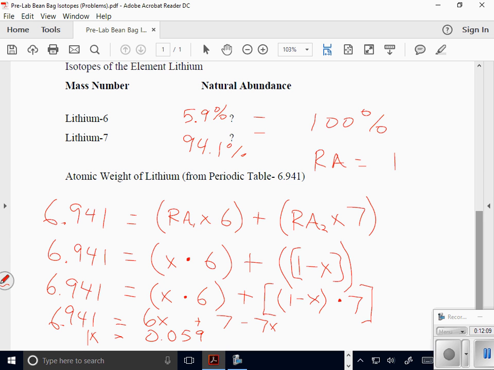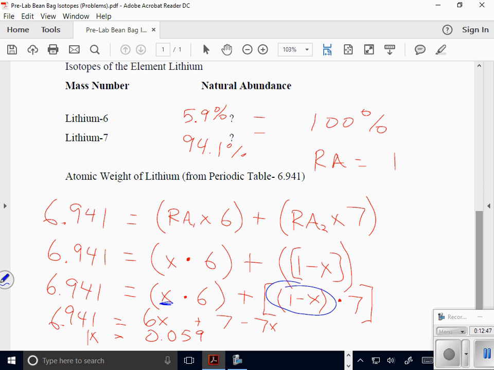All right. The question is, why did I put 1 minus x right here? Correct? Well, if you remember up here, I said that these two things have to equal 100%. Now, if I have my relative abundance, 100% divided by 100 is 1. So, if I make this one x, right here, this one is 1 minus x.